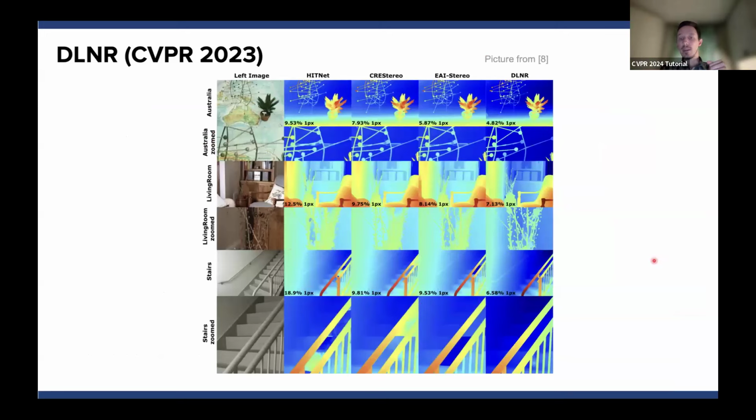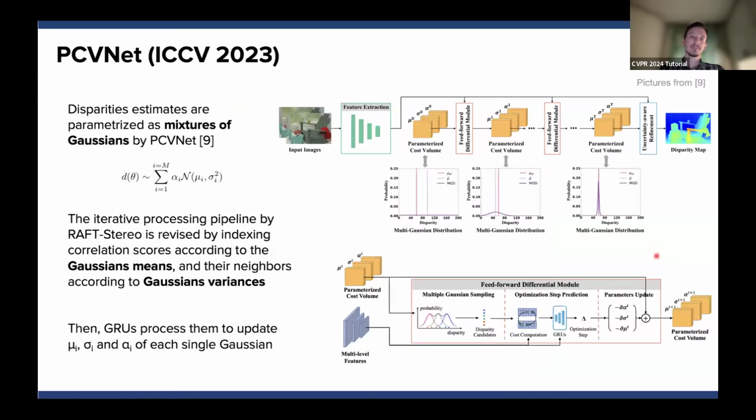Here again, we can see some qualitative results with respect to RAFT-Stereo and other architectures that, again, unfortunately, we cannot cover today. And you can notice how the error rate is in general much lower compared to existing approaches. We are getting close to the end of this first family of architectures. I'm sorry for being that long and that dense.